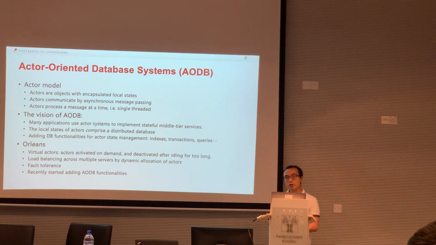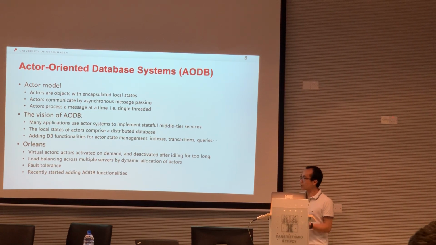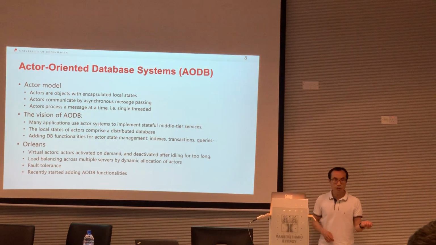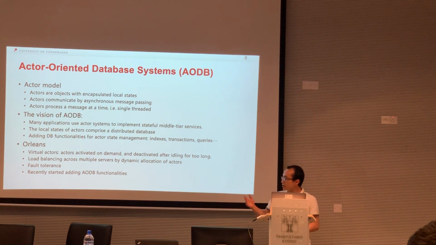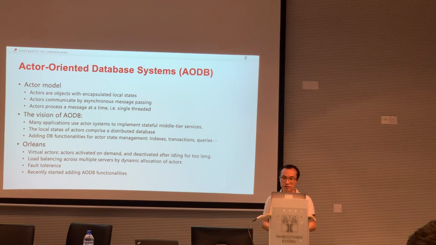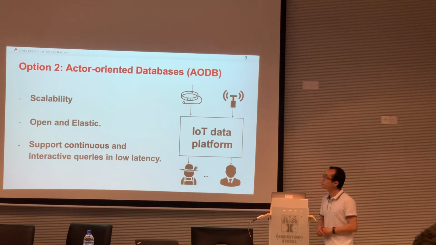And the actor system will do load balancing across multiple servers by dynamically allocating the actors. They also support fault tolerance, so if an actor fails, it will restart actors automatically. And also, they recently added some database functionalities like transactions and indexes and so on. So we just take Orleans and try to build our two cases, to see what the trade-offs are and what the design issues are. So that's what we look into, this second option, actor-oriented databases.